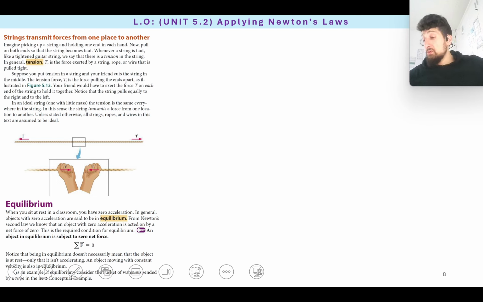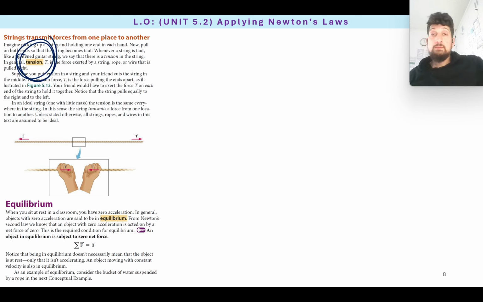The force on a rope or a string is called tension. So tension is the force exerted by a string, rope, or wire being pulled. Easy. Even long hair, like a braid, can transfer tension through it.